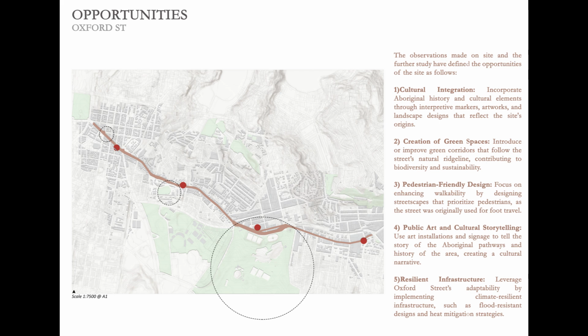We should prioritize walkability by designing streetscapes that cater to foot traffic, reflecting the street's original use. Additionally, we can enrich the area through public art and cultural storytelling, using installations and signage to convey the significance of Aboriginal pathways and history. Finally, we must focus on resilient infrastructure, implementing climate resilient designs to address challenges like flooding and heat. By capitalizing on these opportunities, we can create a more vibrant, sustainable, and inclusive urban environment on Oxford Street.